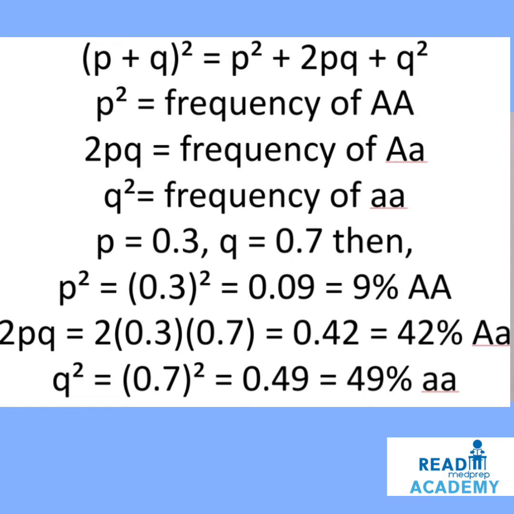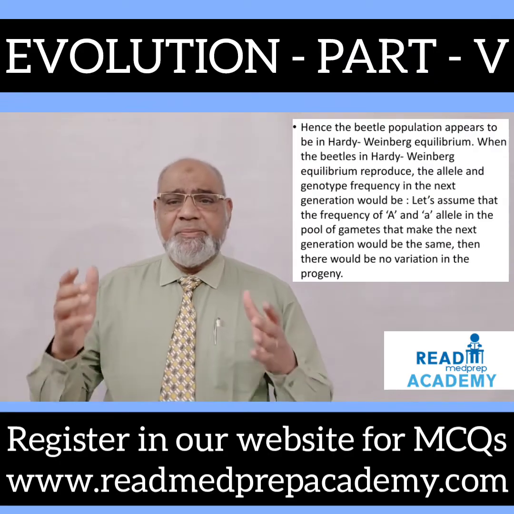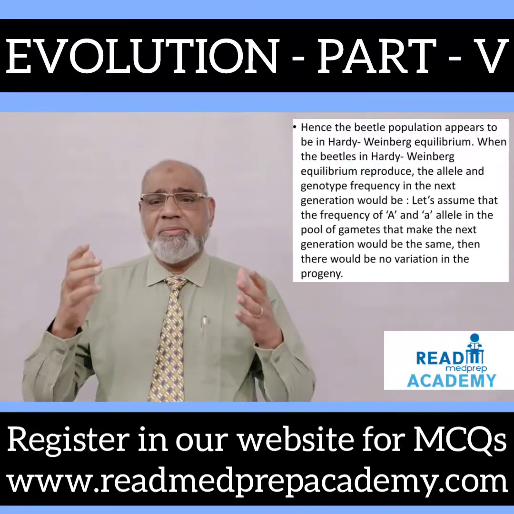Then P square is equal to 0.3 the whole square, that is equal to 0.09 or 9% capital A capital A. 2PQ, 2 into 0.3 into 0.7, that is equal to 0.42, that is equal to 42% capital A small a, heterozygous dominant. Q square is equal to 0.7 the whole square, that is equal to 0.49, that is equal to 49%. So the homozygous recessive is 49%. Hence the beetle population appears to be in Hardy-Weinberg equilibrium.